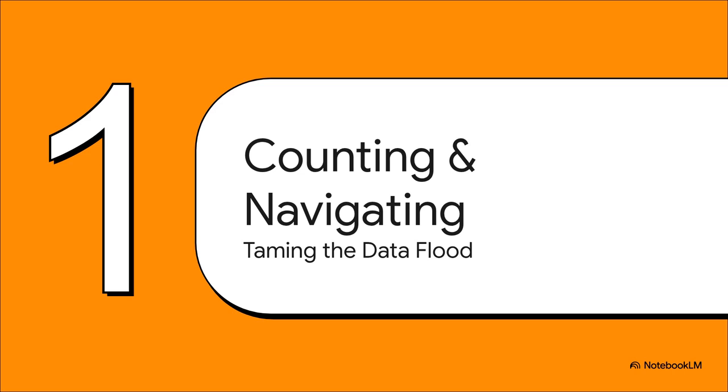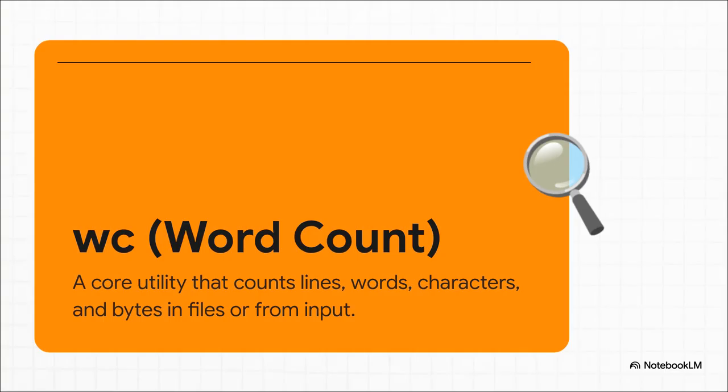Imagine this scenario. You get an alert. Something's wrong with the server. The logs are just exploding. Your first job is to figure out the scale of the problem, and you need to do it fast. It's time to tame that data flood. So our first tool is WC, which stands for word count. But look, don't let that name fool you.